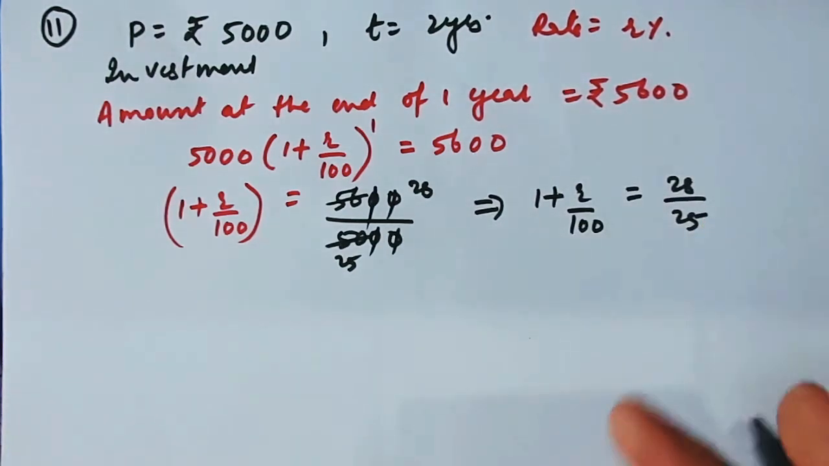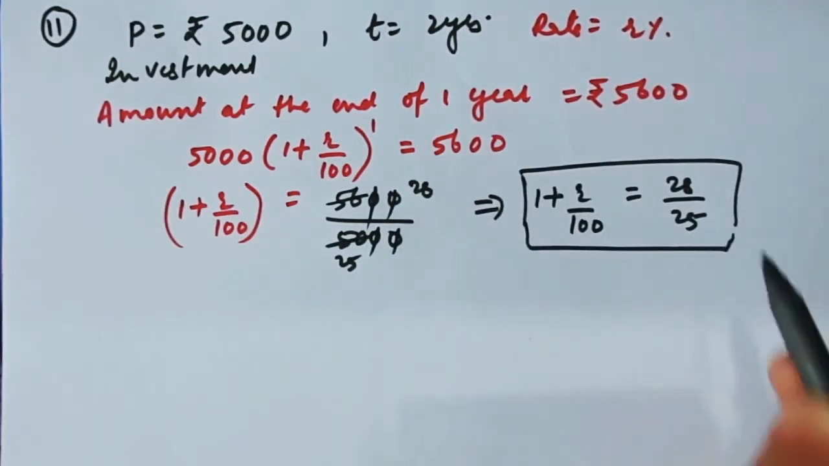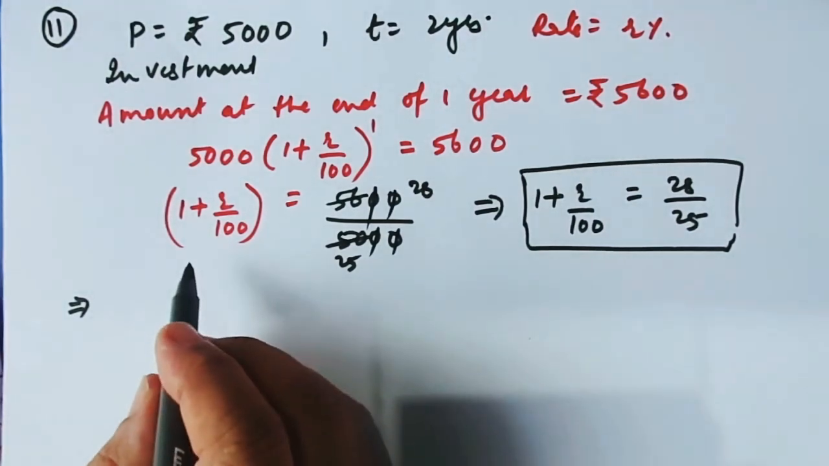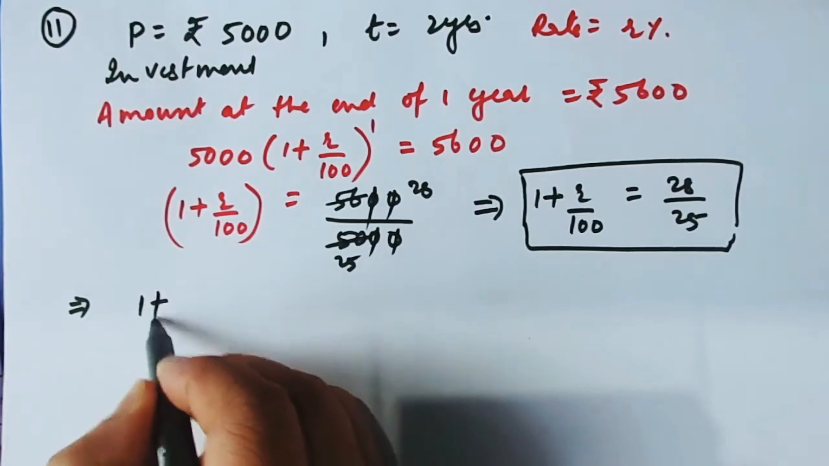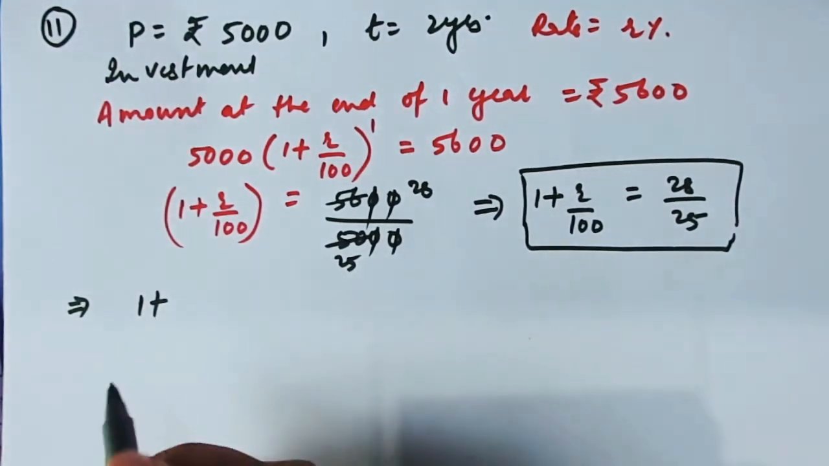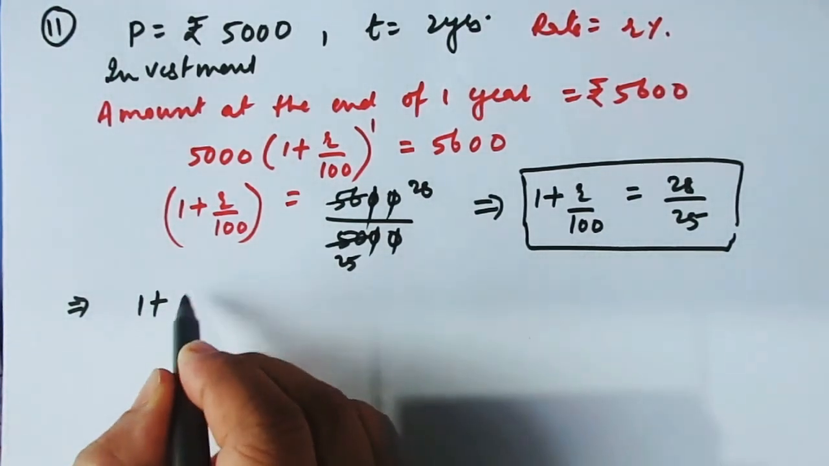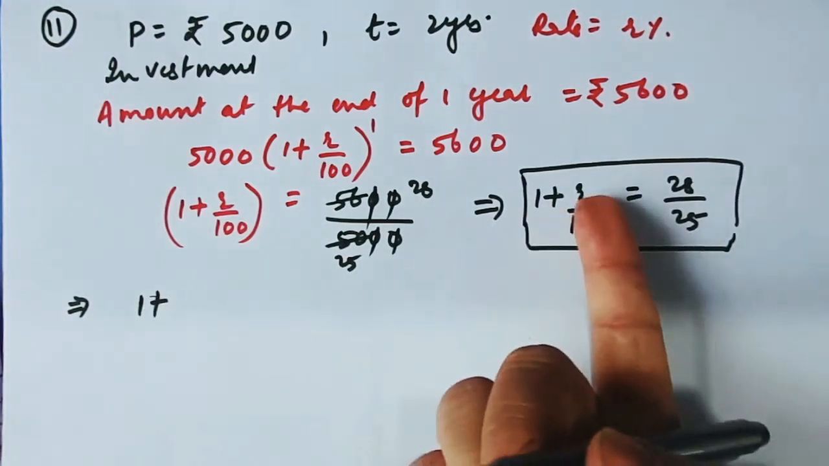Now I hope you people are able to see what I have written. Otherwise you will start commenting. You have forgotten how to put dot, how to put comma. Just understand the concept. You can keep putting the dot and comma till the end of your life. 1 plus R by 100 is equal to this much. I have to find R.